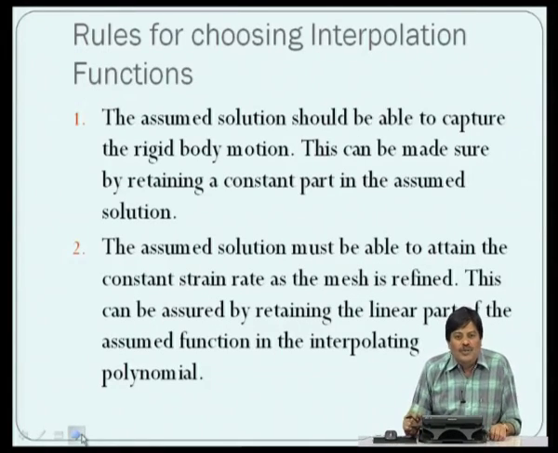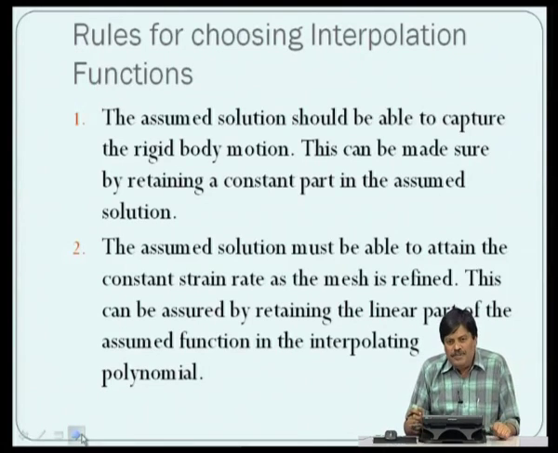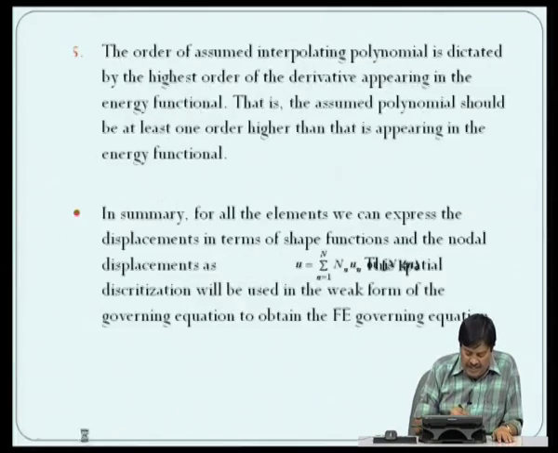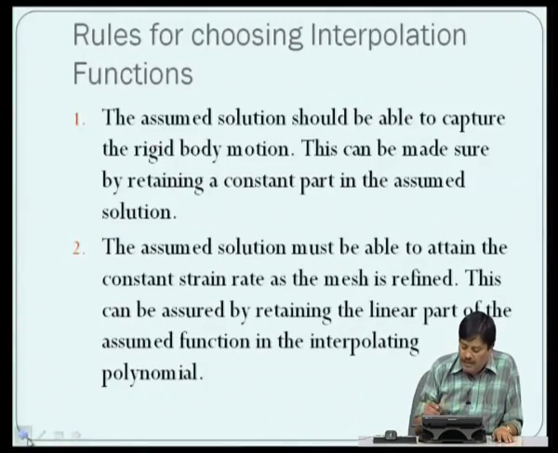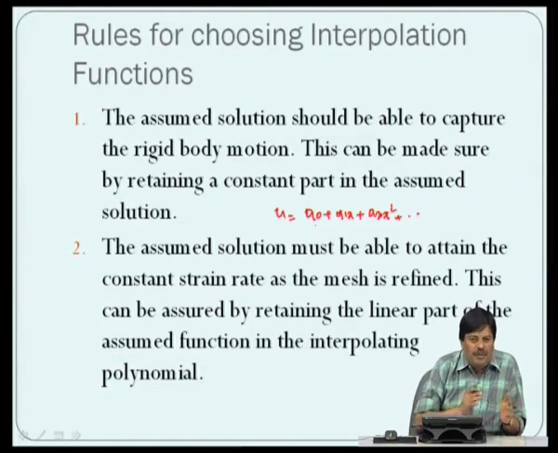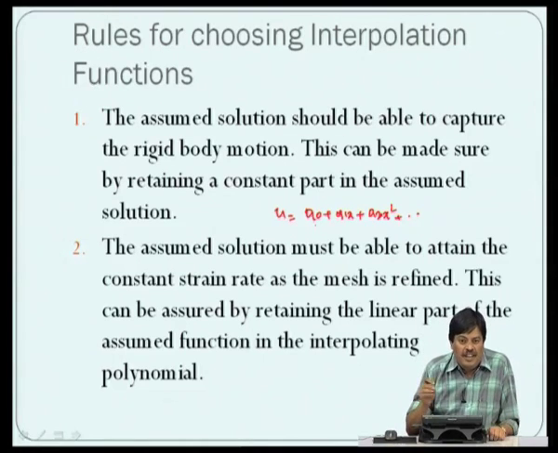So, what are the rules for choosing the interpolating functions? The assumed solution should be able to capture the rigid body motion, and this can be made sure by retaining the constant part of the assumed solution. That is, if you have a function u equal to a0 plus a1 x plus a2 x square, etc., the constant part makes sure that the rigid body motion can be present in the assumed function, which is absolutely necessary for convergence of the solution.